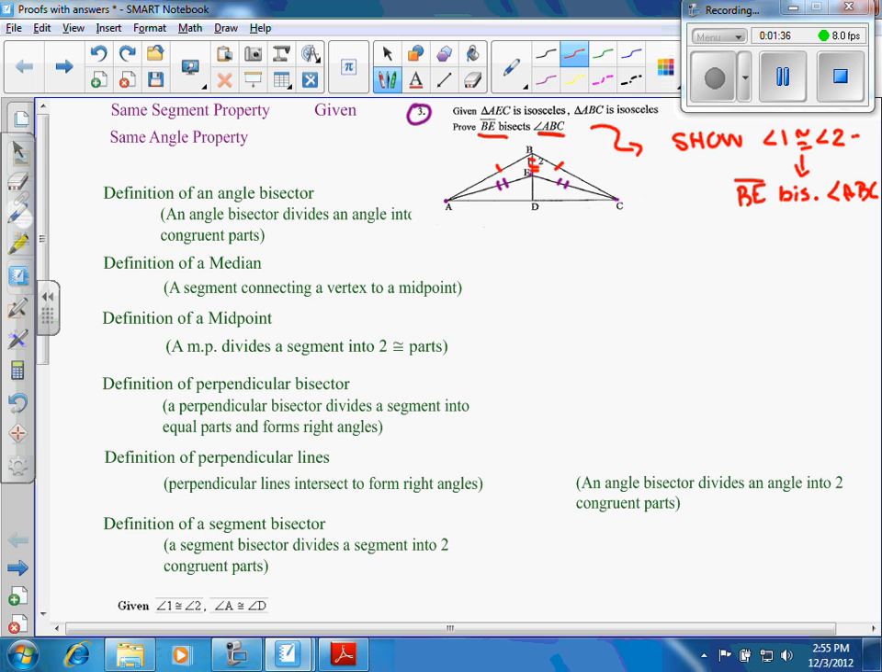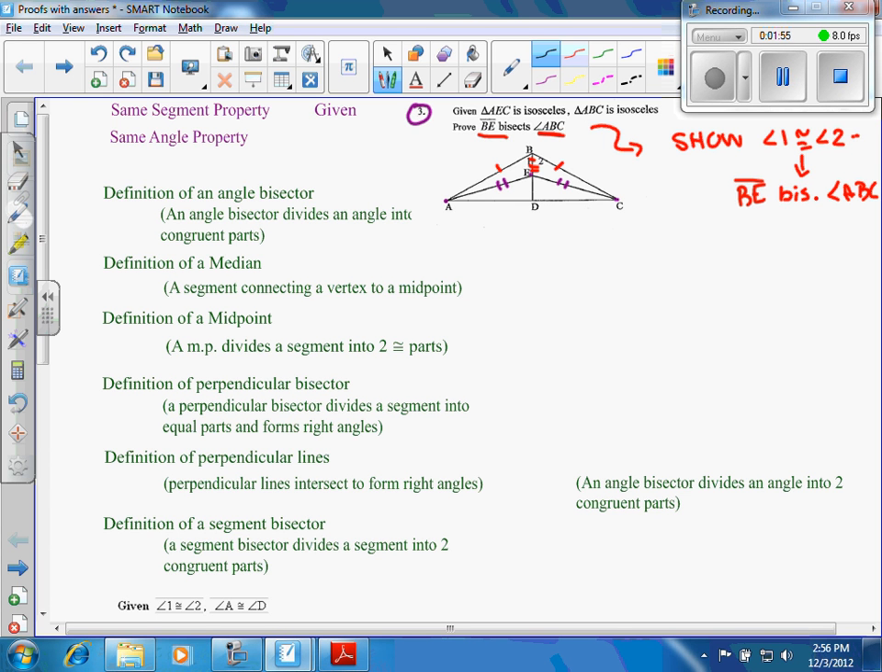Does that make sense? Is that too small? You see it? Yeah. I'm like, what? Yeah, I see it. Okay. So there's not a symbol for bisects? No, there really isn't. I know. I like using symbols too.